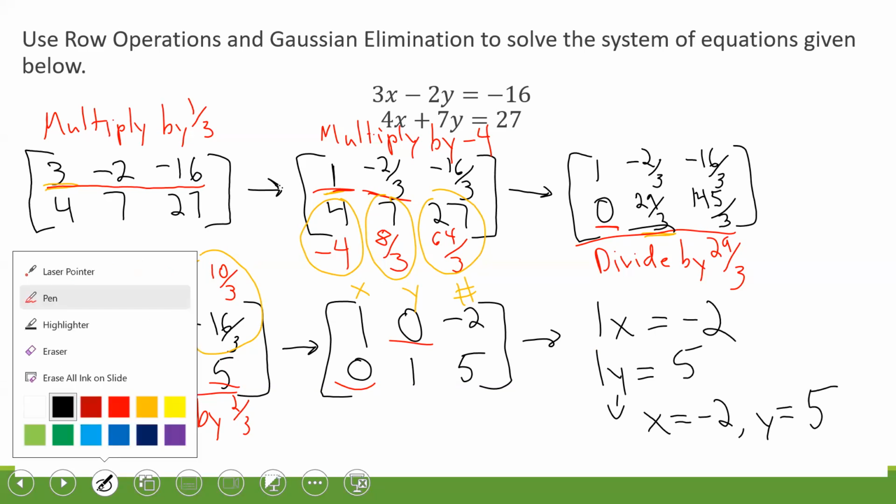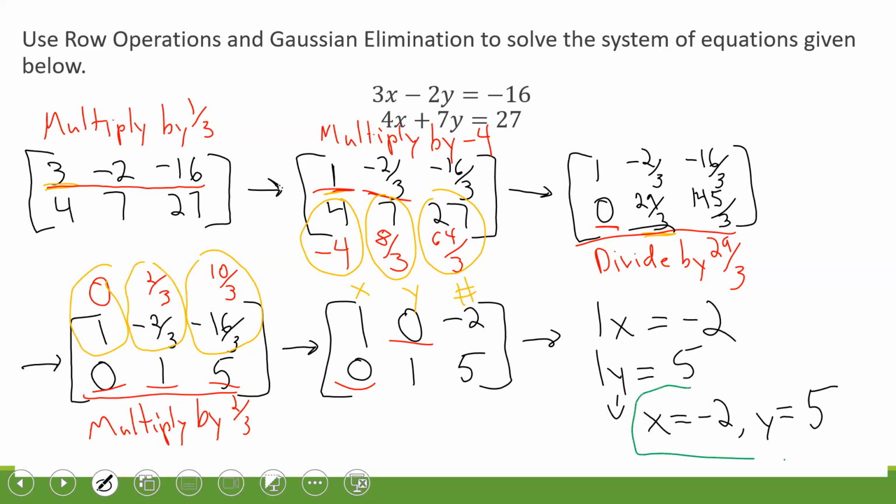And therefore, we have now used Gaussian elimination to find our two answers here.